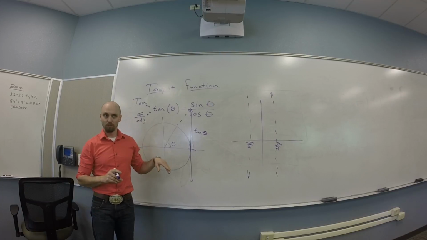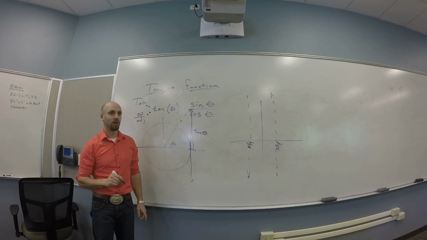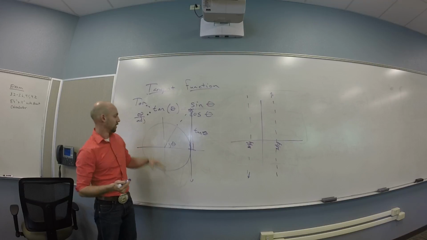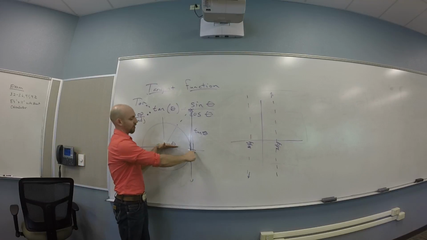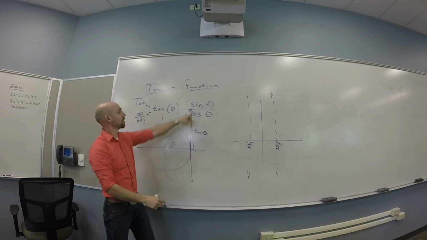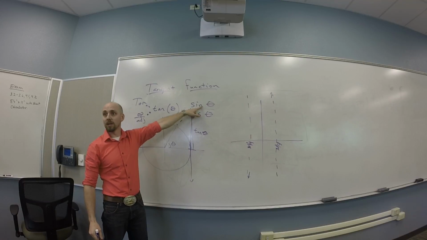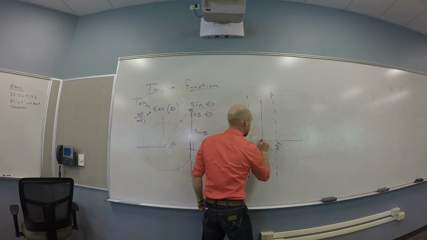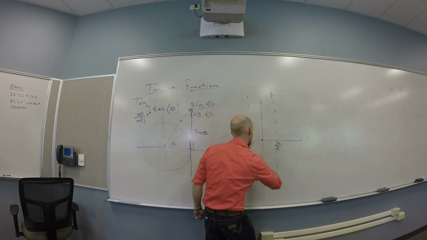Where does it go through, at 0, 0, right? Is that 0 at angle 0? This length is 0, or sine is 0 when theta is 0. You guys see that? Okay, so I get some kind of thing that looks like this.